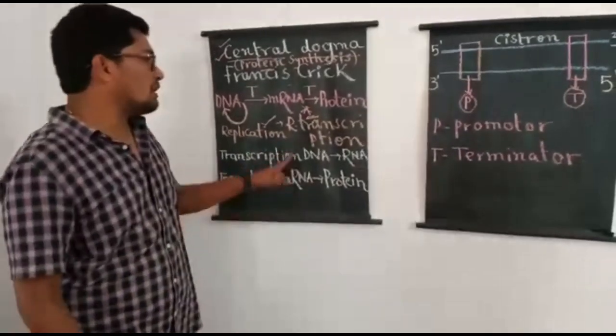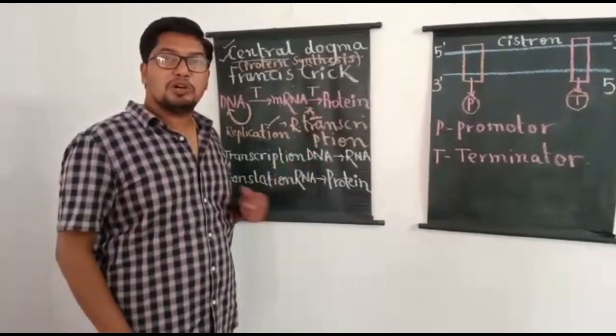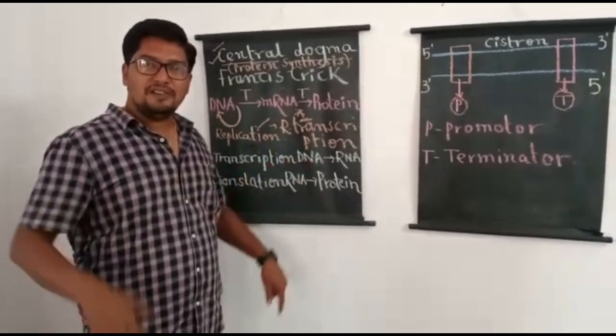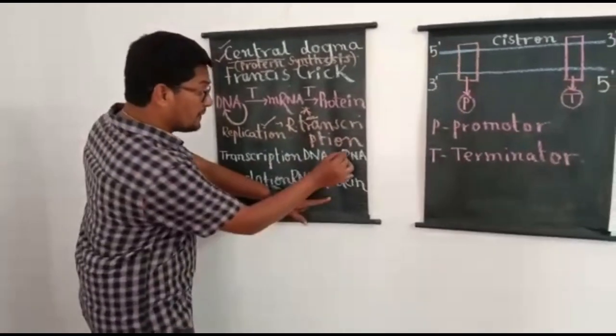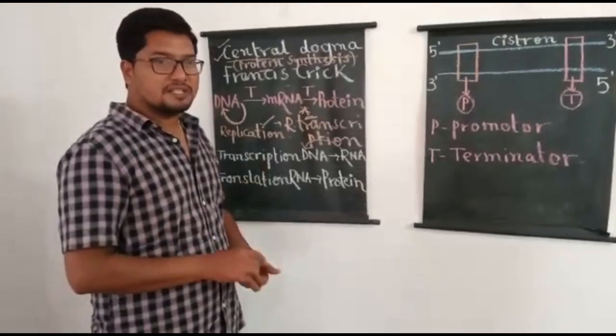This process is called reverse transcription, which occurs in the presence of an enzyme called reverse transcriptase. So at the time of reverse transcription, genetic information flows from RNA to DNA. So students should concentrate on this.